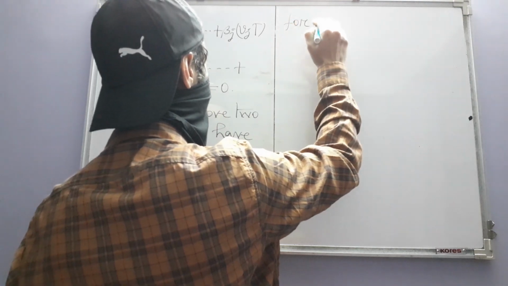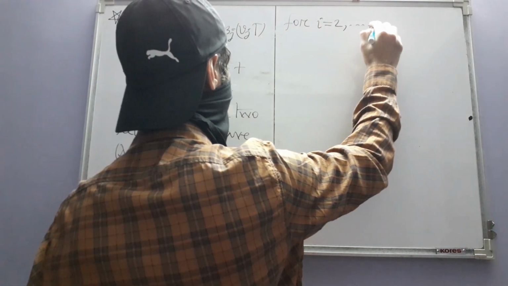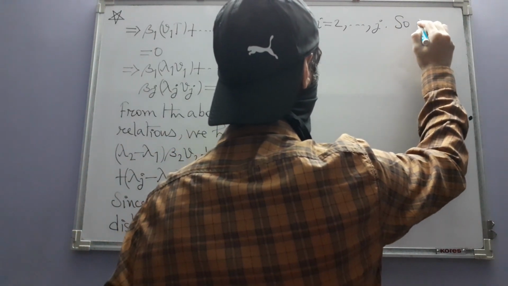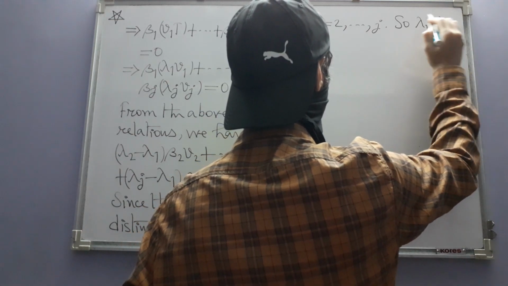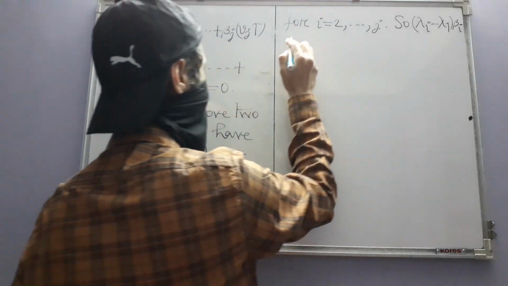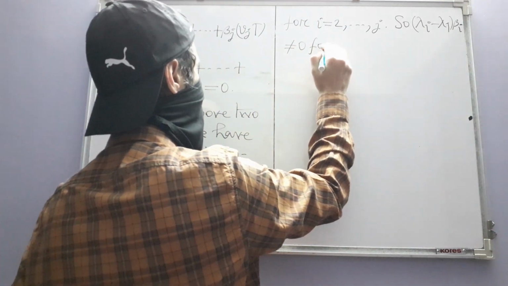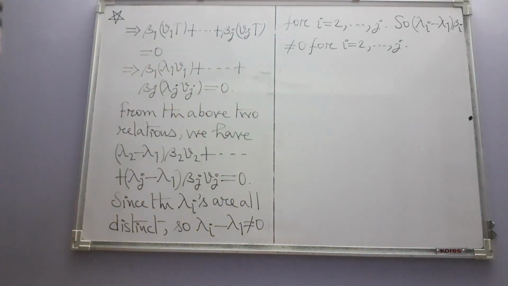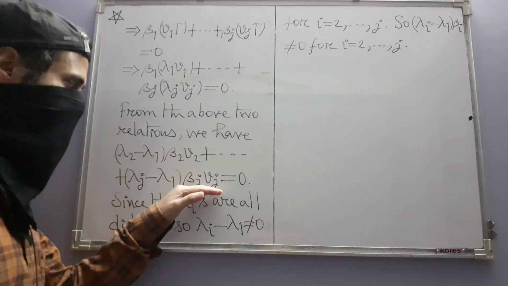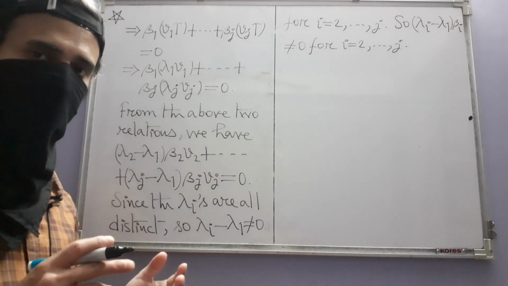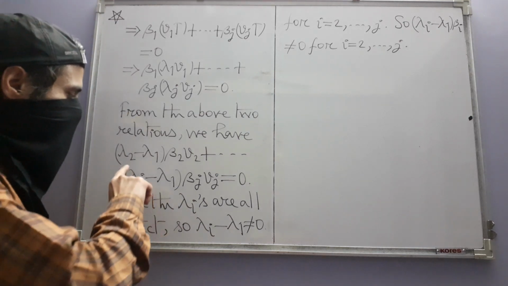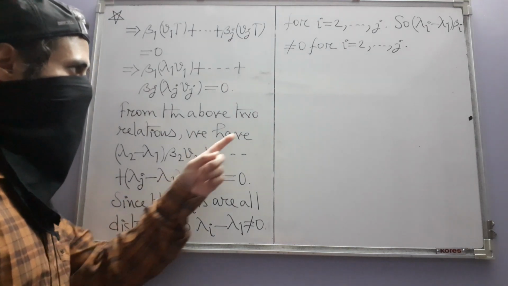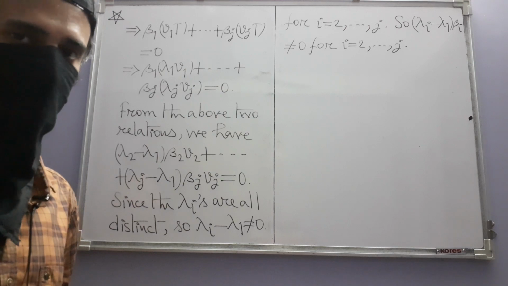For these values of i, lambda i minus lambda 1 times beta i is also not equal to 0 for these values of i. But then you have got one such relation involving the vi's again, but where the number of non-zero coefficients is less than that smallest relation. That is a contradiction.